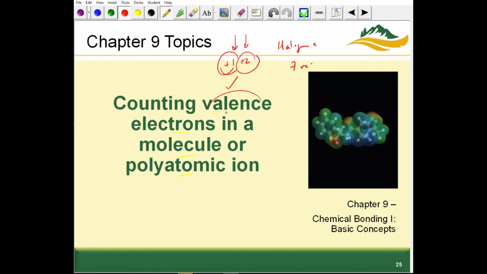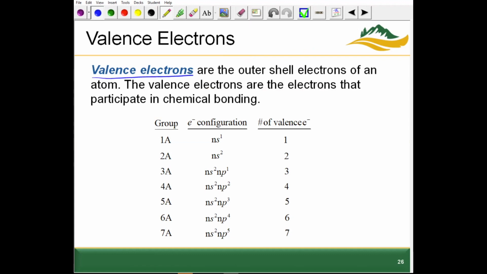Now we're going to look at valence electrons, but within a molecule or a polyatomic ion. To do this, we still need knowledge of the valence electrons for each specific atom. And so to formally define these valence electrons, they're the electrons in the outer shell. The valence electrons are the electrons that ultimately end up participating in chemical bonding.